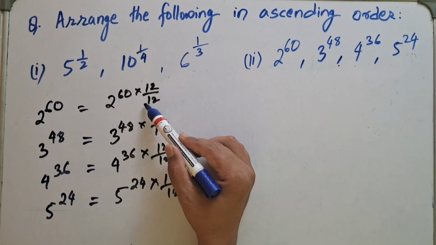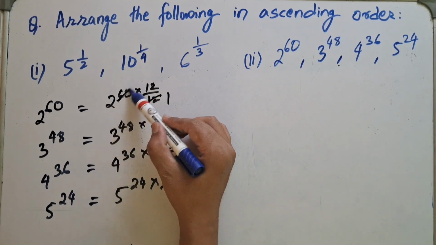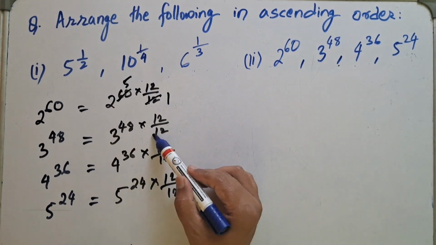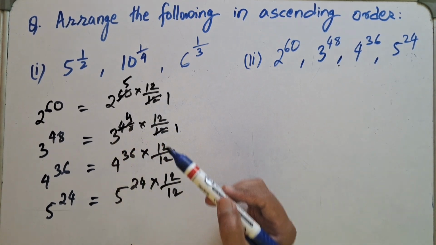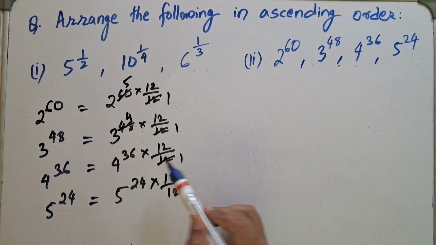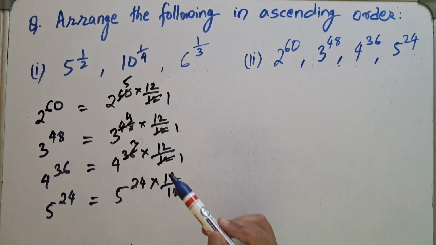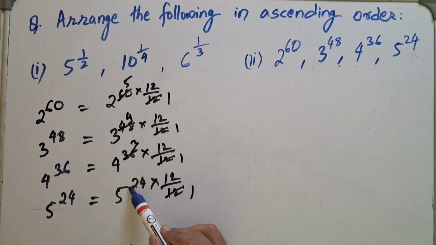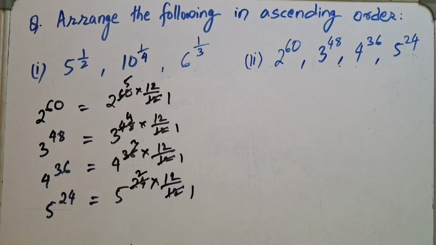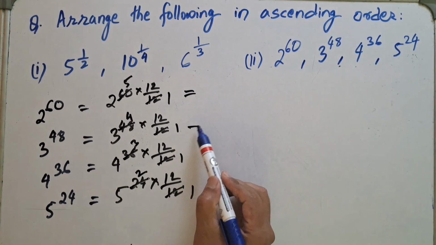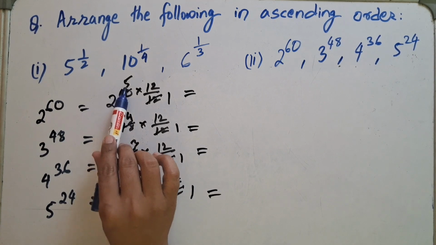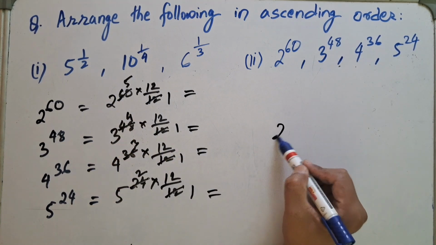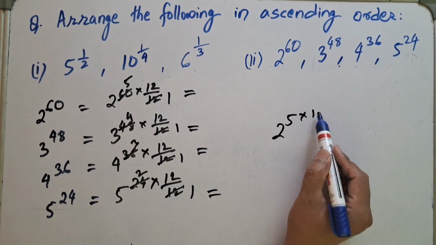So what we do now is 12 ones are 12, 12 5s are 60. 12 ones are 12, 12 4s are 48. 12 ones are 12, 12 3s are 36. 12 ones are 12, 12 2s are 24. Now this is 2 to the power 5 into 12.